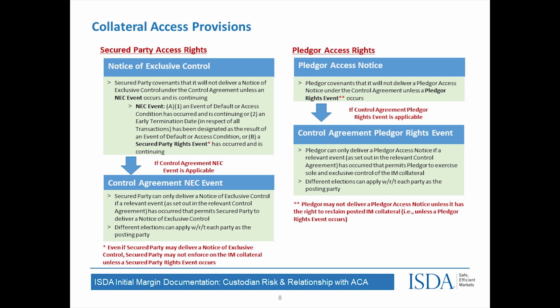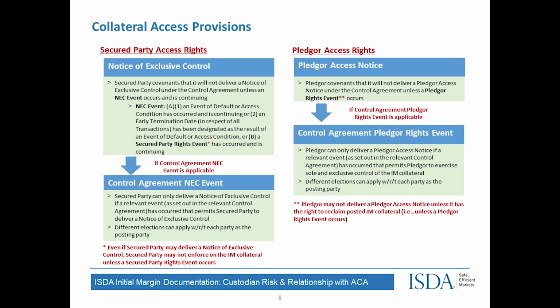But let me explain a bit. So under both secured party access rights and pledgor access rights, an event of an early termination date in respect of all transactions must occur before either the secured party or the pledgor, as applicable, can access any of the collateral that's segregated in either of the two segregated accounts. That's the base rule. That is what's hardwired into the 2016 documents as well as the 2018 and 19 documents.